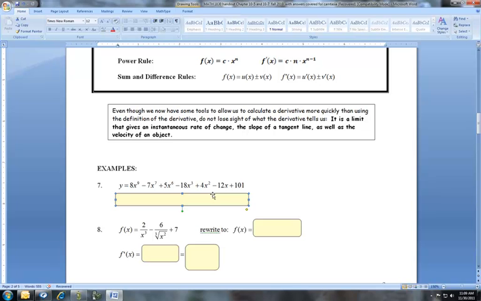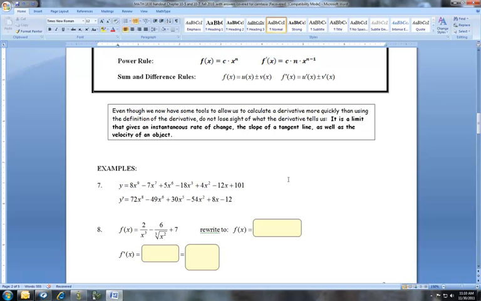So finding the derivative, you need to have y prime equals, I'd have 72 x to the 8th minus 49 x to the 6th plus 30 x to the 5th. That times that, what is that? Negative 54 x to the 2nd plus 8x minus 12, constant, is gone. So see if you have that.